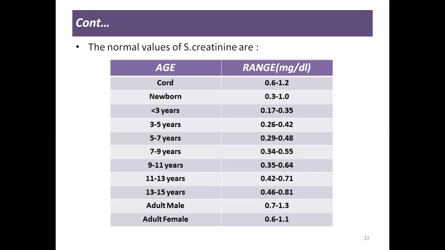Now we have the serum creatinine values from the cord age to the newborn and till the adult male and female. So the maximum value that we can have is 0.72 to 1.3 in adult males, and in adult females it's 0.6 to 1.1. So these are the different values according to the age relevancies.